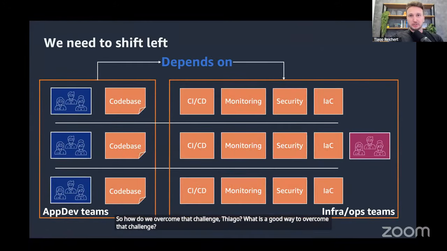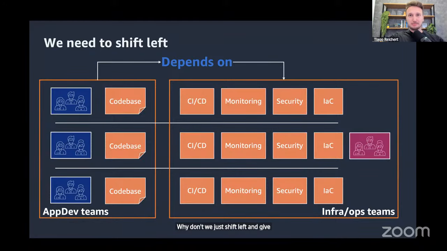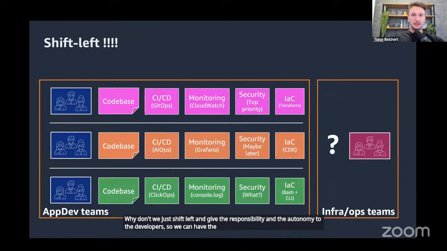Why don't we just shift left and give the responsibility and the autonomy to the developers, so we can have the developers running the code base, CI/CD pipelines, monitoring, security, infrastructure as code, everything that is required. But you might be asking yourself right now, what about the cognitive load on the developers? Now they are doing everything. And what is the DevOps, infra, DevSecOps, whatever team that Lucas mentioned doing right now?